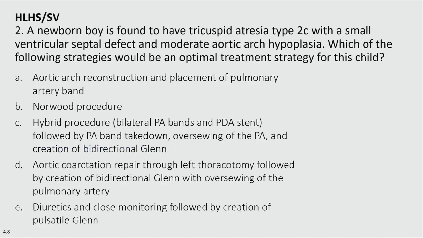So keeping with the single ventricle stuff, tricuspid atresia. So another question. A newborn boy is found to have tricuspid atresia type 2C, with small VSD and moderate aortic arch hypoplasia. Which of the following strategies would be an optimal treatment strategy for this child? Aortic arch reconstruction with PA band, a Norwood, a hybrid, aortic coarctation repair through a left thoracotomy followed by a Glenn, or diuretics followed by a Glenn.